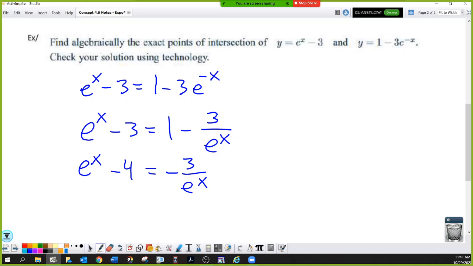You multiply by the e to the x on the bottom? Oh, you mean we cancel fractions by multiplying by the denominator? Yeah. So what we're going to do is multiply both sides, actually multiply everything, by e to the x. Because when you do that, this will no longer be a fraction.